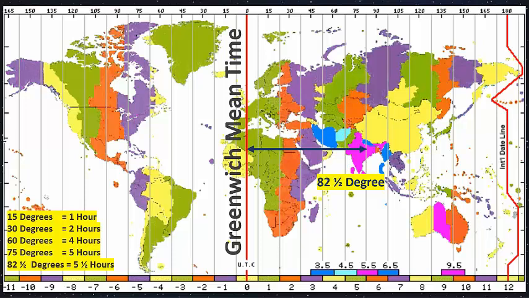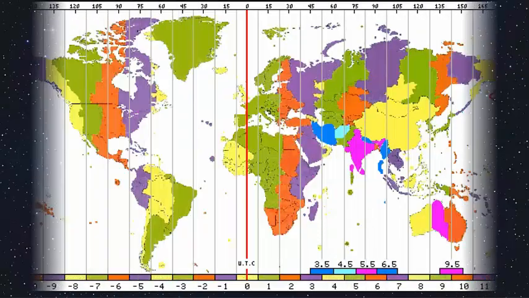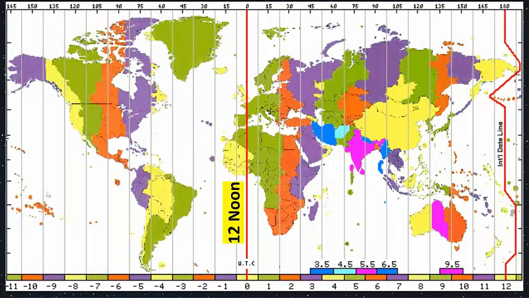So if it is 12 noon at prime meridian passing through Greenwich in England, in India, the time would be 5:30 p.m. With this, we have come to an end of this chapter and I hope that you have understood about the importance of latitudes and longitudes.